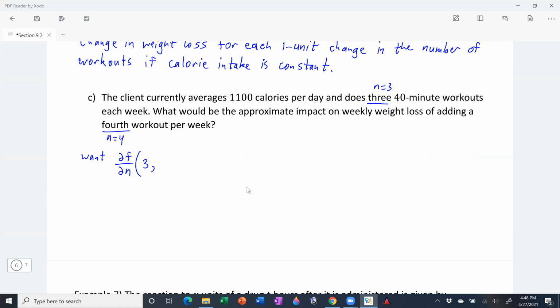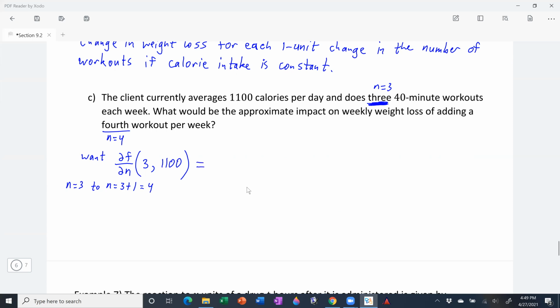Okay, so that's the tricky part there. We have to start with the 3, and since we're just adding that 1 extra one, this is going to give us the rate of change that we need. And then, comma C, well, we're just doing 1,100 calories per day. That's just going to be a fixed amount of calories per day, so 1,100 in for C. So think about this as N equals 3 to N equals 3 plus 1. That's why we're putting a 3 in there for N in our partial derivative, because it represents a 1 unit increase from 3 to 4, which is what our situation is calling for.